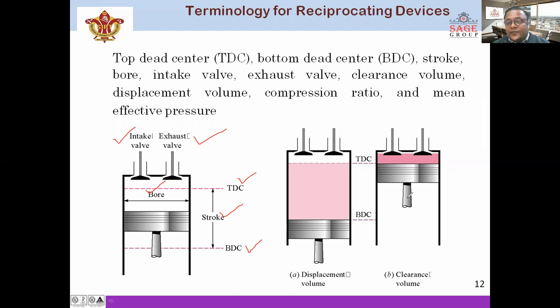Clearance volume, where the piston is at the topmost position and there is no touching of the cylinder head and the piston, that is the space where it occurs, and the volume remaining in the clearance space is called the clearance volume. तो जितना भी यहाँ पे गैप रहता है और उस गैप में जितना भी वॉल्यूम रहता है मिक्सचर का, that is called a clearance volume.